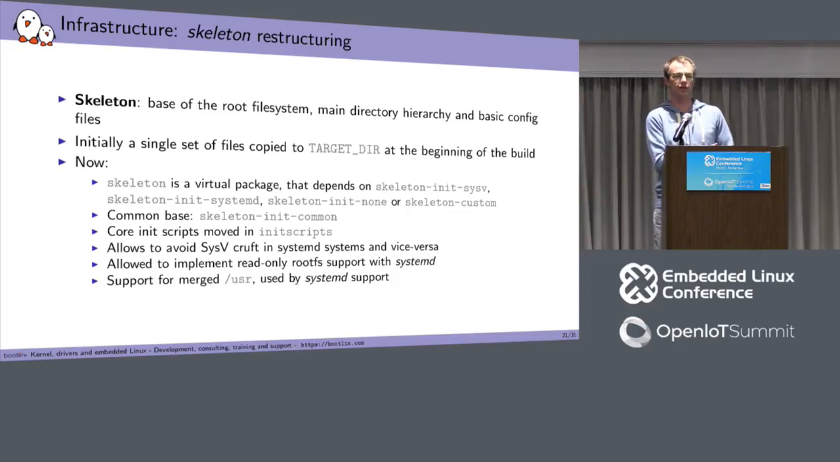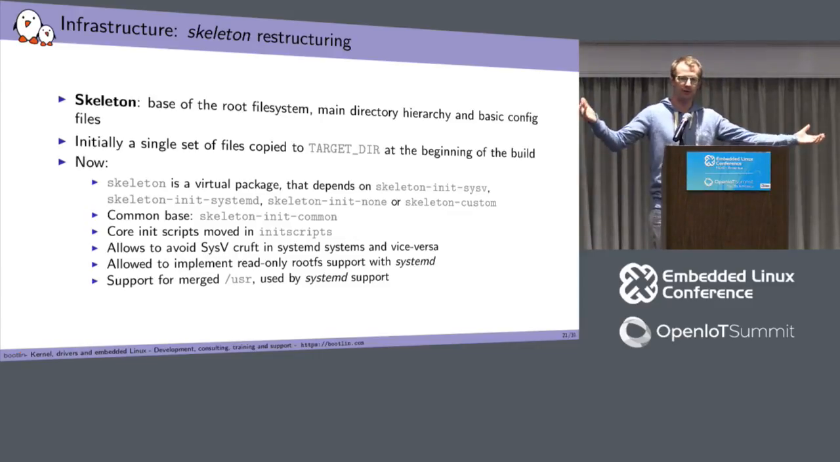Still in the infrastructure level, we've restructured a little bit the skeleton. So the skeleton is, in Buildroot speak, the base of the root file system. So it doesn't contain any program or anything compiled, but it's just a basic directory hierarchy, a few init scripts, config files, and stuff like that, that kind of is the base of every Buildroot root file system. And it used to be handled in a very special way. And we've changed that to just be a normal package, right?